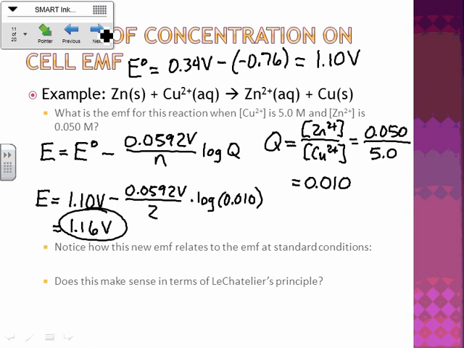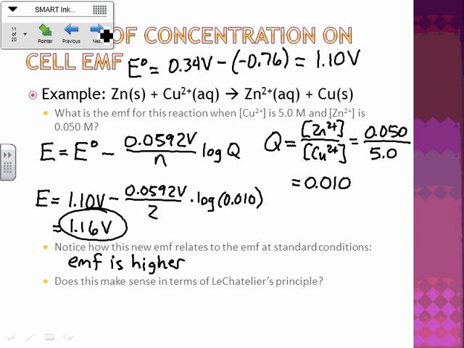Now, we want to see how this new EMF relates to the EMF at standard conditions. At standard conditions, it's 1.10. Here it's 1.16. Not a huge change, okay? But this is higher, right? EMF is higher. In other words, we get a more spontaneous reaction in the forward direction when we have these concentrations.